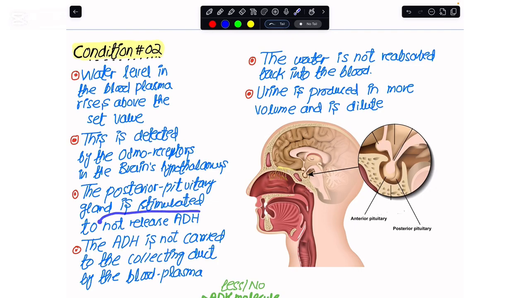So when the antidiuretic hormone is not released or is less released, it would not be taken to the collecting ducts of the nephron by the blood plasma. So simply, when no ADH is coming to the collecting duct of the nephron, water would not be reabsorbed back into the blood, and as a consequence, the urine would now be produced in more volume and it would be dilute. In the previous situation, it was produced in less volume and it was concentrated because we compelled the water to move back into the blood plasma.